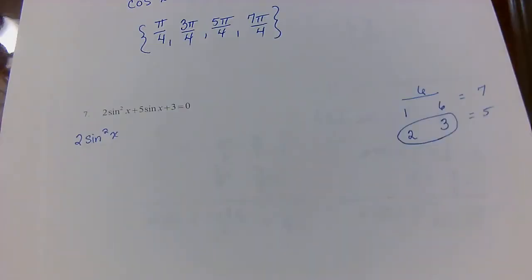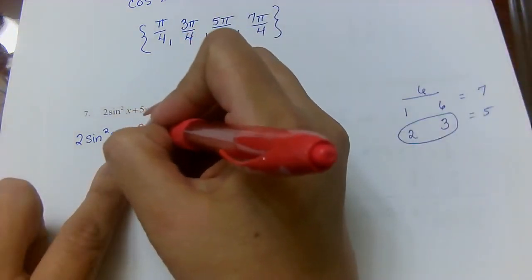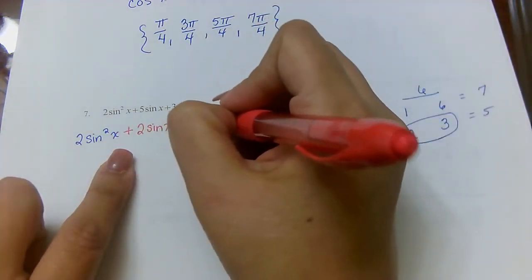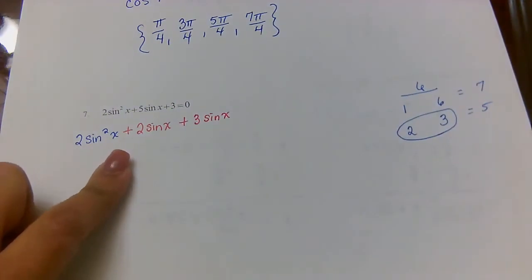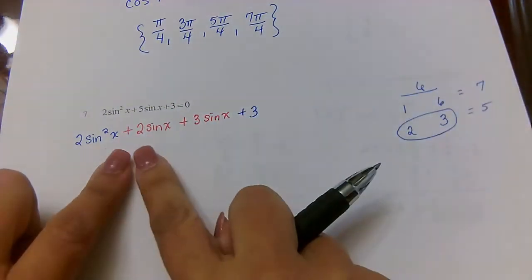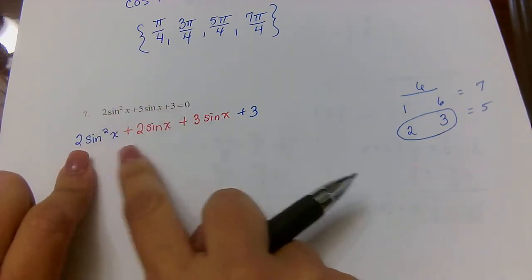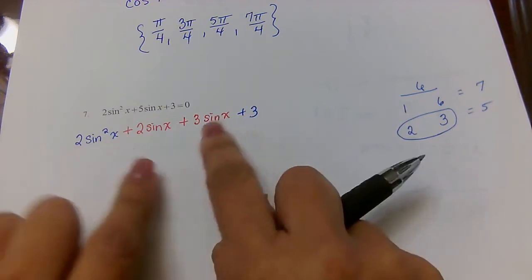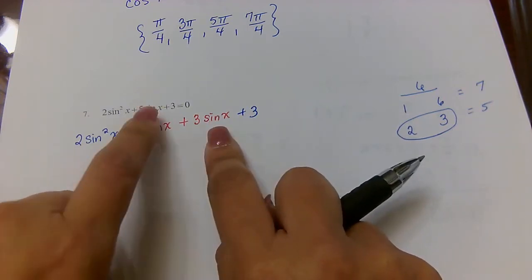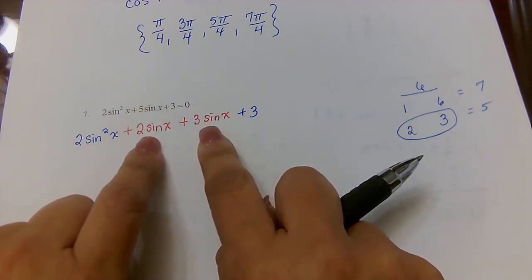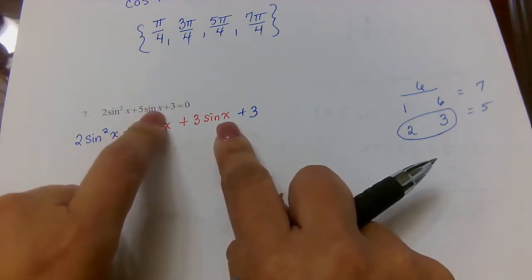I'm going to break this part up, and I'm going to use a different color on this one so that way you can see what I'm doing. Plus 2 sine x plus 3 sine x, and then I'm going to have the plus 3. So what I want you to notice here is this is a simplified form, but this is exactly the same thing. All I did was strategically separate the 5 sine x into a 2 sine x plus a 3 sine x. So the part in red still matches the middle term.